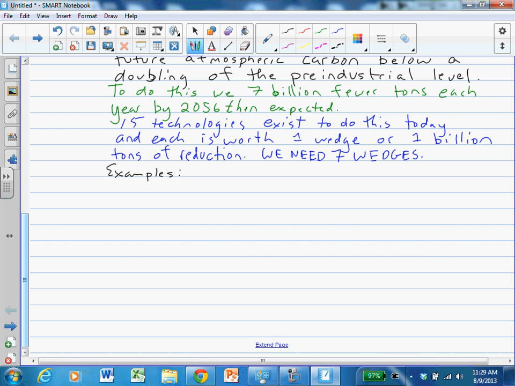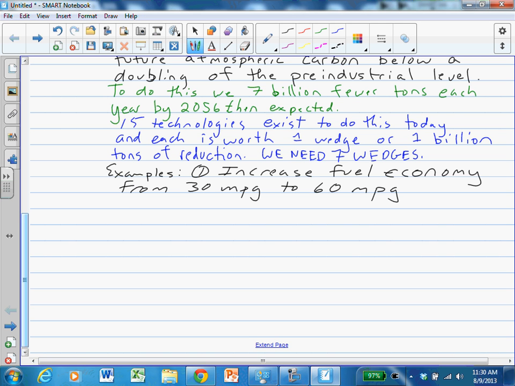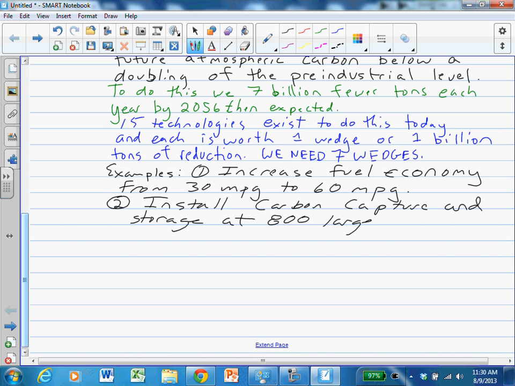1, increase fuel economy from 30 miles per gallon to 60 miles per gallon. 2, install carbon capture and storage at 800 large coal plants. 3, add twice nuclear capacity.